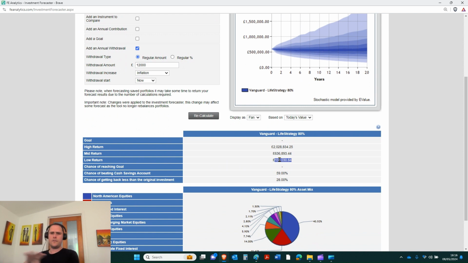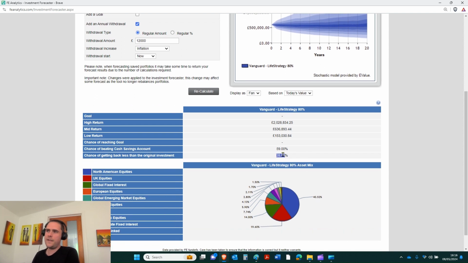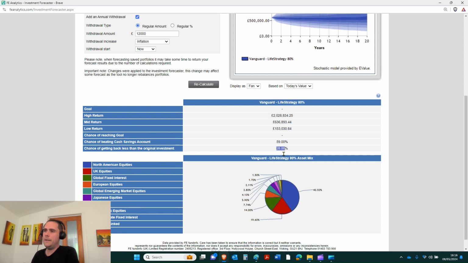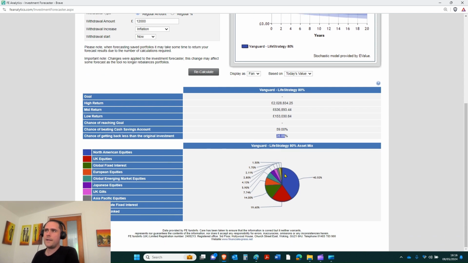And again, that's assuming a terrible 15 years of market growth. However, even if the markets are super strong, 2 million, and that's probably more what we're looking at. You've put in 600,000, you're able to achieve that £12,000 a year, and the underlying capital will still grow slightly up to 36,000. And again, chance of beating cash, chance of losing money, understandably slightly high because you're taking money out of it every year with that asset allocation.